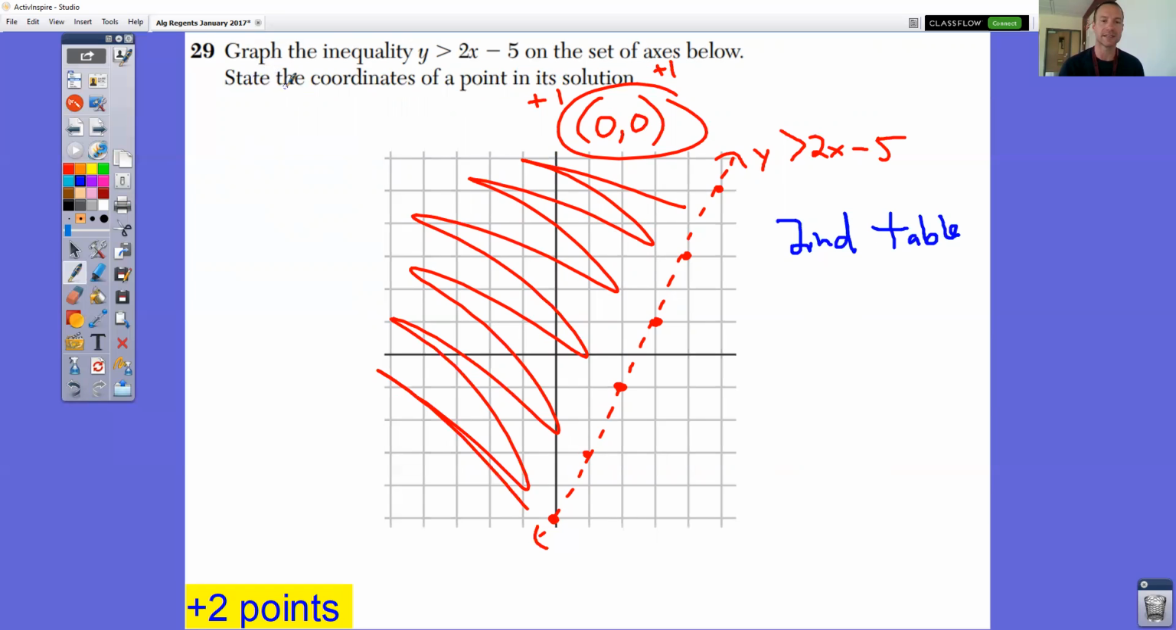Notice that it also says state the coordinates of a point in the solution. You could pick any point in this shaded area. I picked 0, 0. I thought that was a very easy point, but you could pick any point in this shaded area. Just don't, in this one, pick a point on the line. Remember, it would have to have the or equal to be a solution on the line. So then it would be a solid line if it had the or equal to. So you can't pick a point on the dotted line. It has to be in the shaded area.